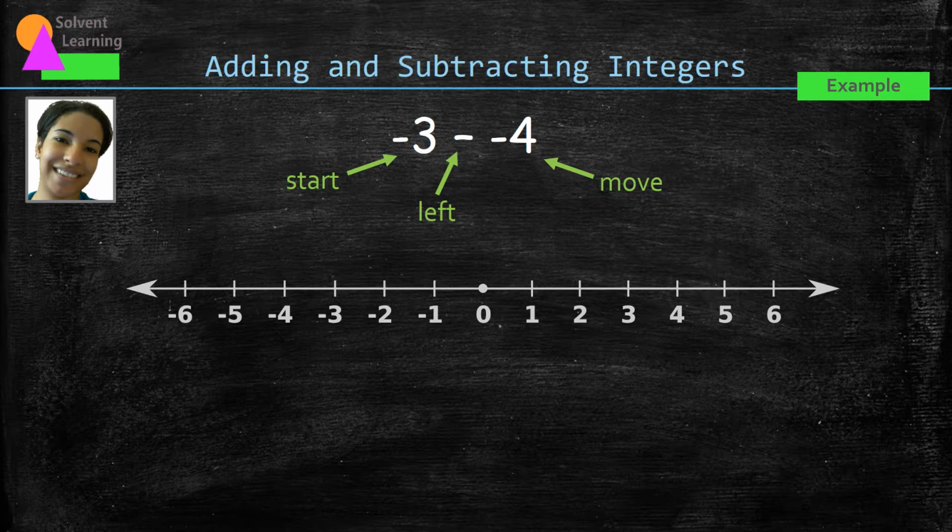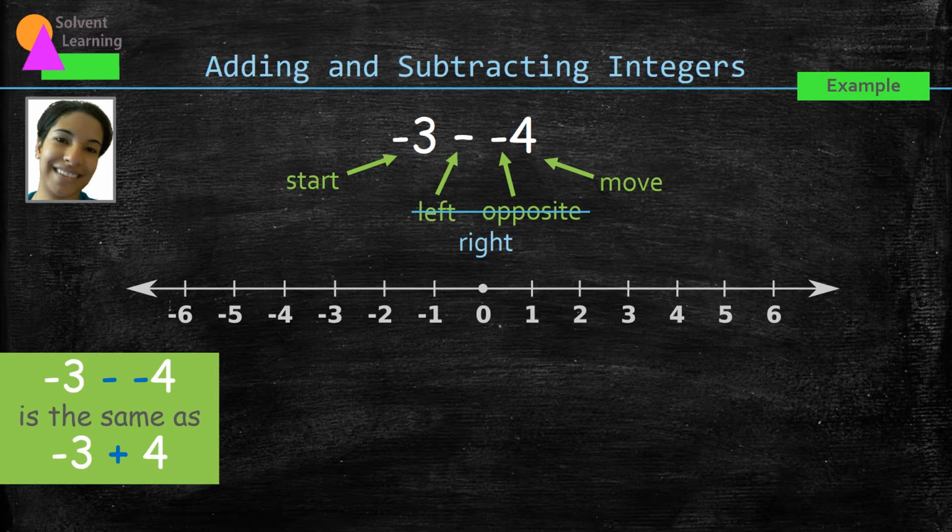Okay, we have the subtraction sign, and of course subtraction tells us that we're going to move to the left, but when we have a negative sign right in front of the second number, that tells us that we're going to move in the opposite direction. So we're actually going to move the opposite of left, which is right. Okay. And since we're going to end up moving 4 units to the right anyway, we can also say that this problem is the same as -3 plus 4.